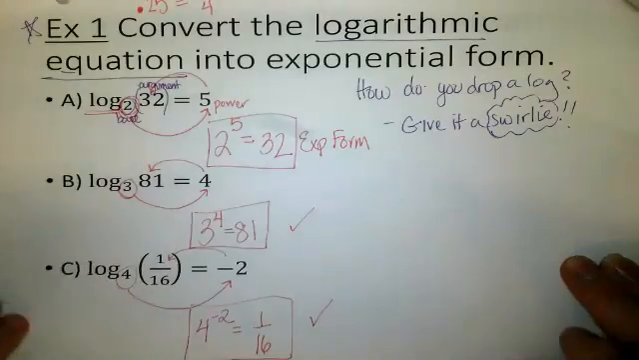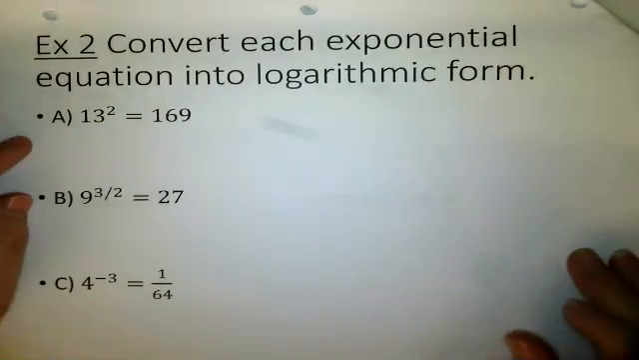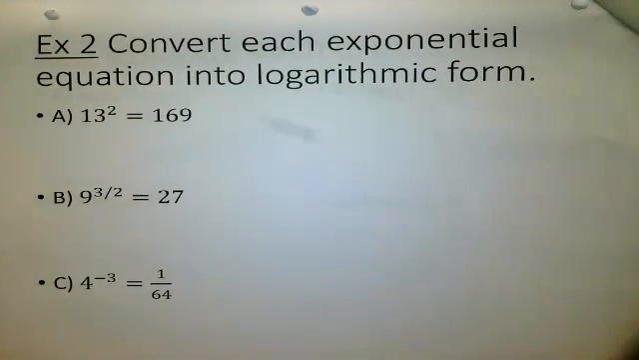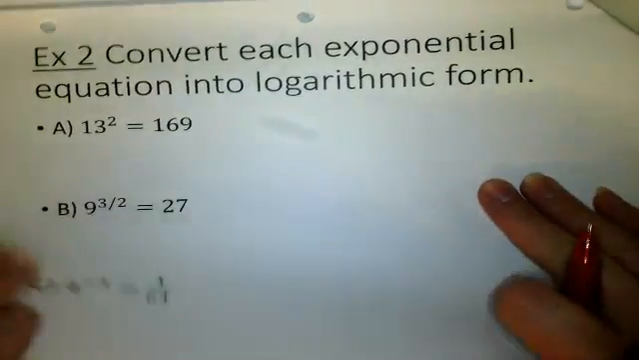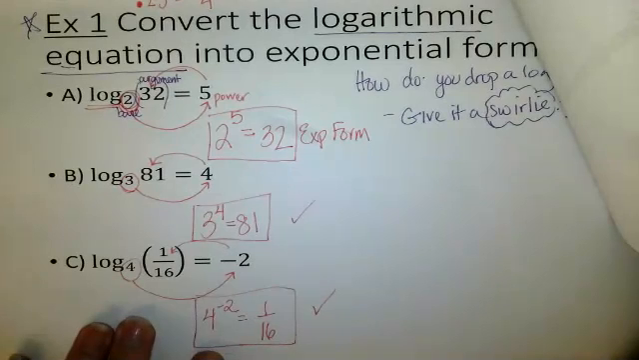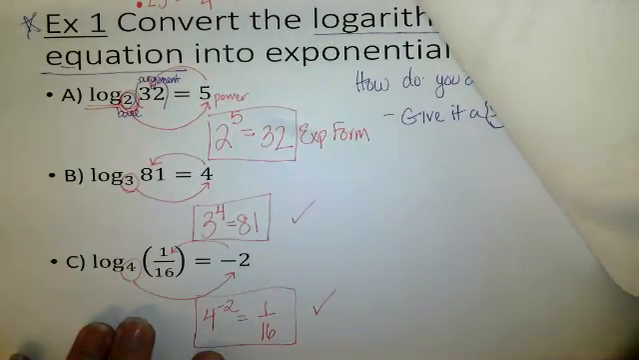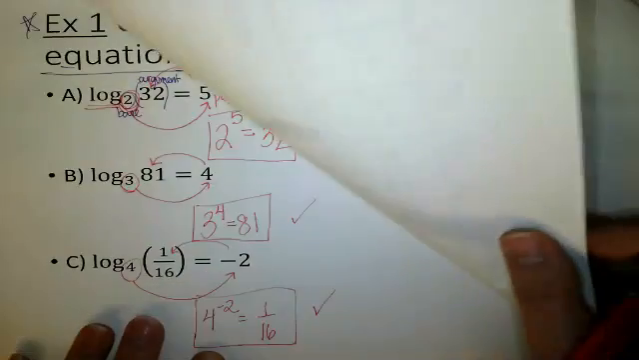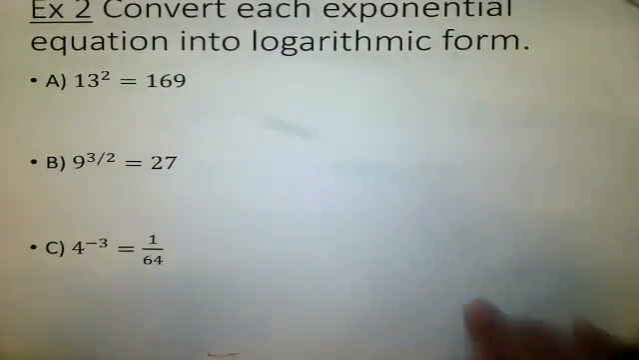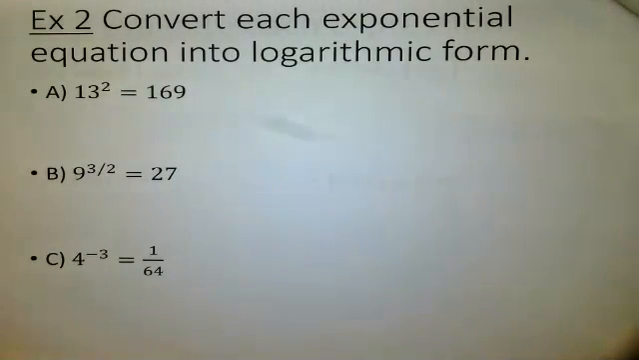It's going to be this, but like 1,000 times bigger. It's going to be this on a gigantic scale. Now we need to go backwards. Convert each exponential equation into logarithmic form. Convert to logarithmic form. Convert each exponential equation into a logarithmic form.